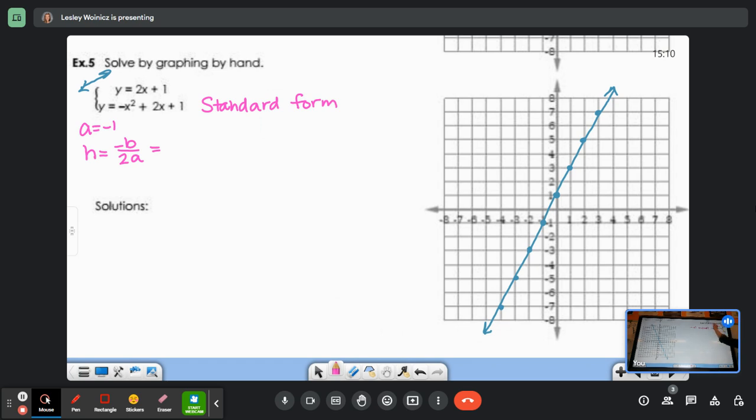Thanks. All right, so the opposite of 2 is negative 2. Okay, and my A is negative 1, so I substitute it. Now I have negative 2 over negative 2, which is just? Negative 1. Positive 1. Good recovery.